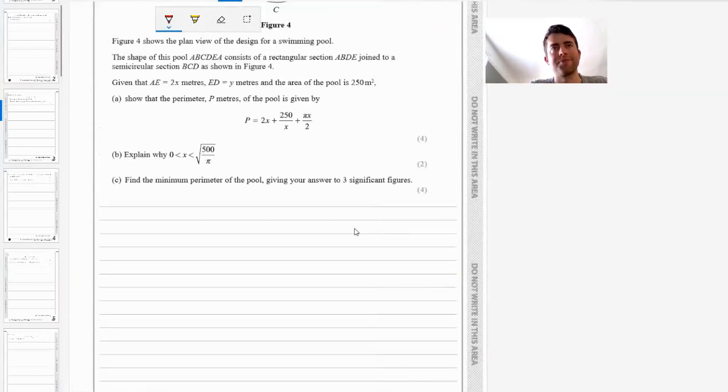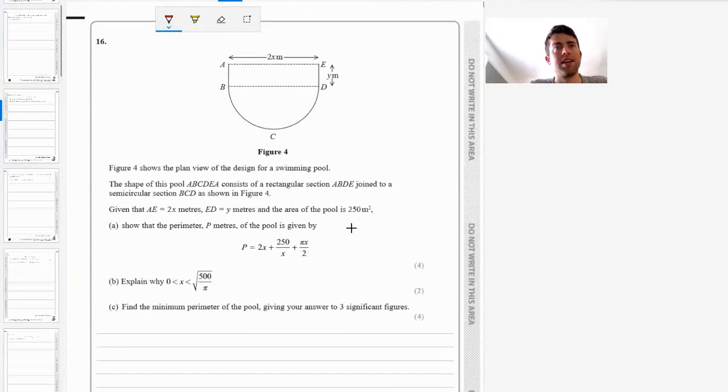Question 16. I think we're near the end here. Now this one looks a bit messy, but again, I see a very standard applications of differentiation question. These things always start with a little picture with some algebra in, and then some things that you need to show. In a Year 12 textbook, at the end of the differentiation chapter, it's called either applications of differentiation or modelling with differentiation, one of those two things.